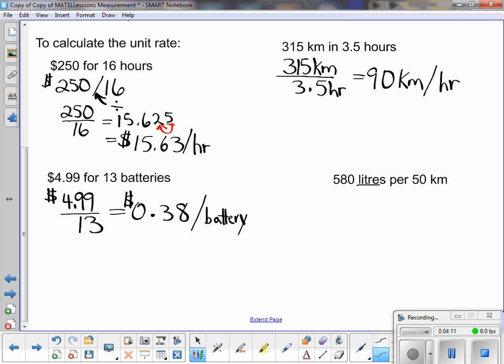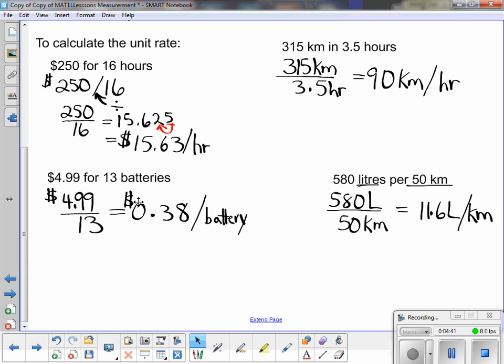This time they're comparing liters per kilometer. Okay, so same thing. 580 liters, I'm going to use capital L for liters, over 50 kilometers, which is the same as per, which is the same as dividing. And we take out our calculator again, and we end up with 11.6 liters per kilometer. All right, so there's some examples to help you with the work that's going to be assigned. Have fun.